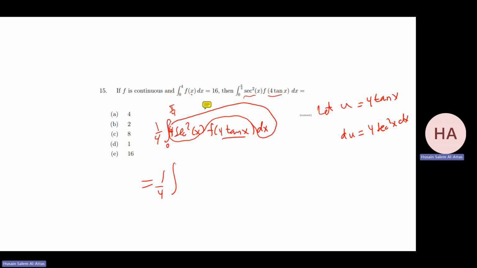Okay. Now 0 times 4 is 0. Tan pi over 4 is 1, times 4, that will be up to 4. F of u du. And what is this? It's similar to this one. So that will be 16. So I have 16 over 4, which is 4. So that will be the answer.